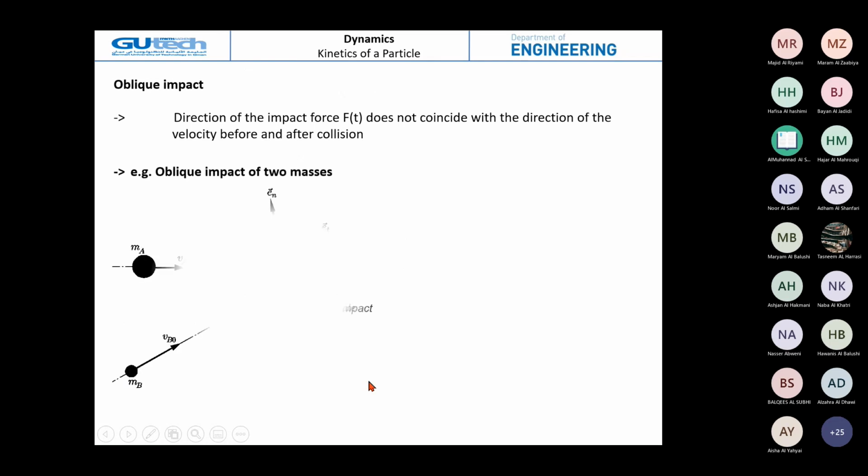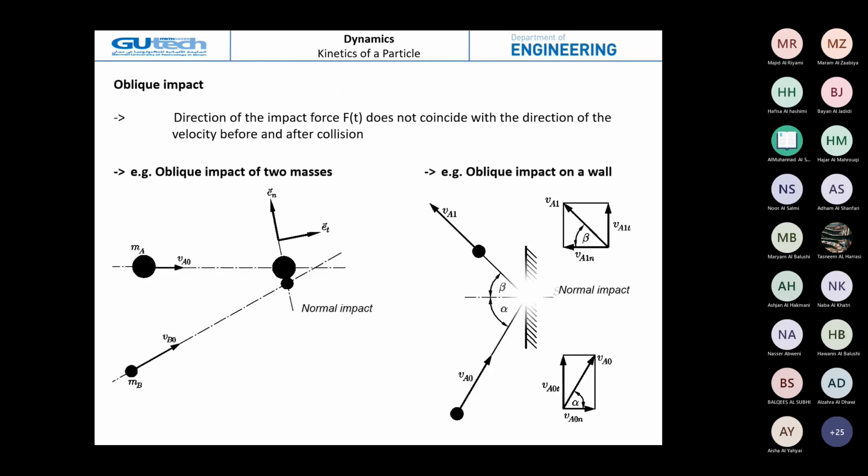Okay. Now we take the case of the oblique impact. The direction of the impact force Ft does not coincide with the direction of the velocity before and after collision. It means here we have the case of MB, which has VB0, moving along this direction here, and we have the mass MA, which has the initial velocity VA0, which moves along this direction here.